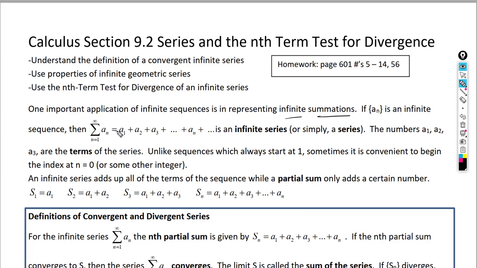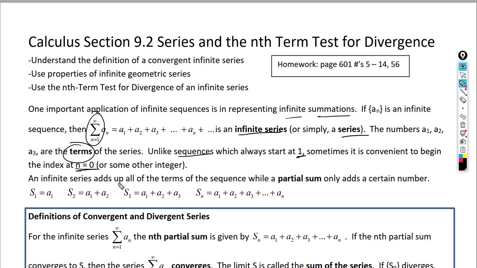The sum of a sub n equals a sub 1 plus a sub 2 plus a sub 3, dot dot dot, plus a sub n, plus, we have to keep going, a sub n plus 1 and a sub n plus 2 or whatever. That's called an infinite series, or just a series. So this is a series. The numbers a sub 1, a sub 2, a sub 3 are just the terms. Unlike sequences, which always start at 1, sometimes we begin at 0, and then we go 0, 1, 2, 3, and so on.